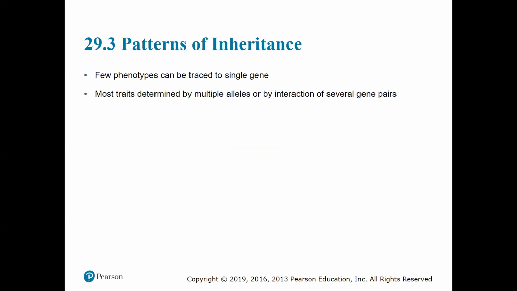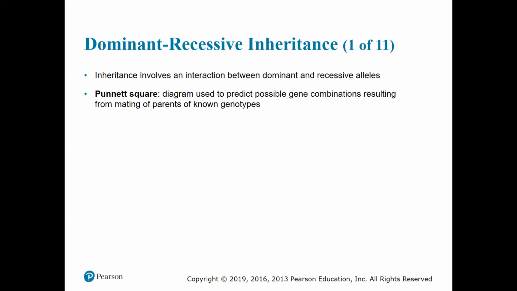There's very few phenotypes that can be traced to a single gene. Typically, phenotypes are expressed on multiple different genes and sometimes on multiple different chromosomes to protect from inborn errors of metabolism or genetic variants. When we are talking about inheritance patterns, we will use a Punnett square.